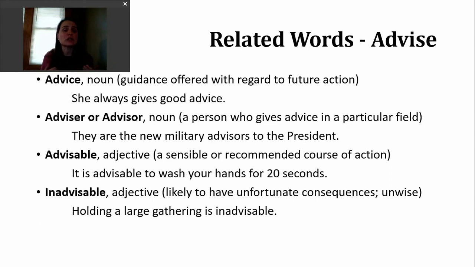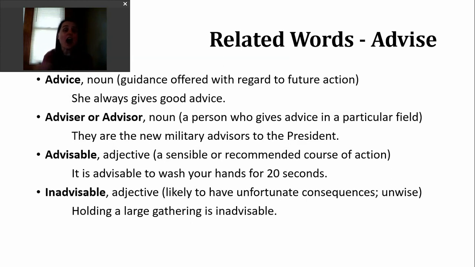So I've heard these words used quite often as I watch the news and listen to people talking about the pandemic and what things we can do. And so I've used sentences here that I feel like I've heard or read. So, it is advisable to wash your hands for 20 seconds. So this is a sensible action. It is a recommended action.